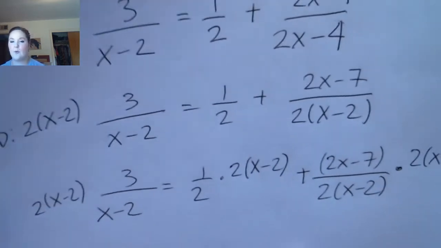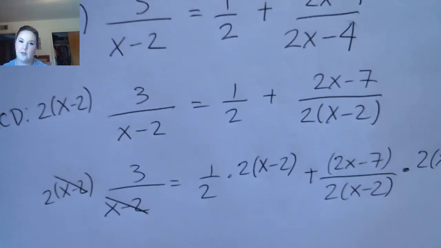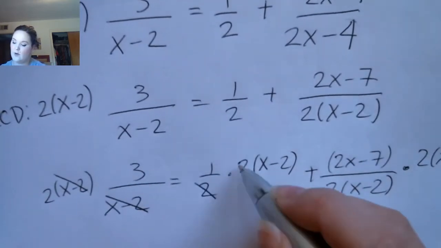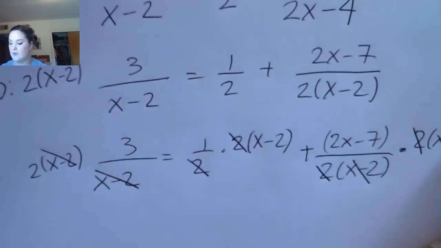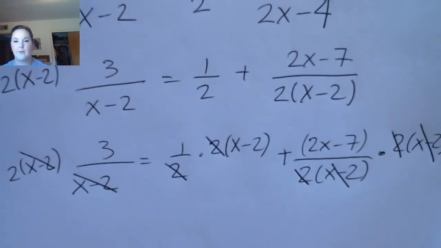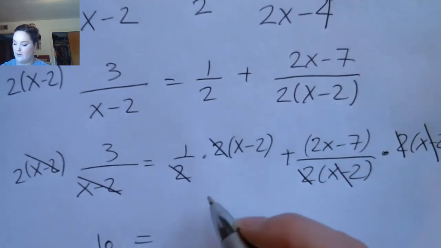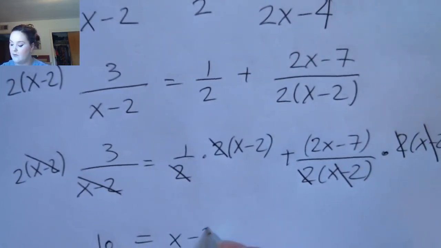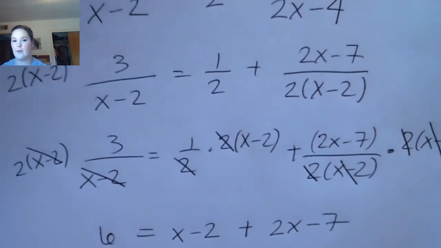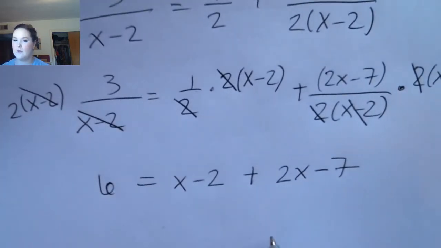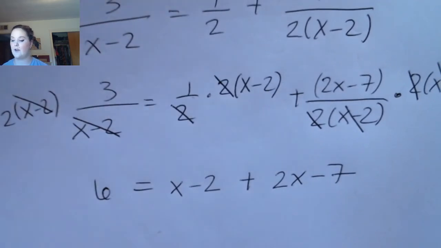Okay, so here we go, and we're going to cancel every single common factor. So here our x minus 2's are going to cancel. Here our 2's are going to cancel, and here the 2 is going to cancel with the 2, and the x minus 2 is going to cancel with the x minus 2. So what's left? Here I have 2 times 3, here I have 1 times x minus 2, and here I have just 2x minus 7. So again, if you use the correct LCD, you shouldn't have any fractions left after that.